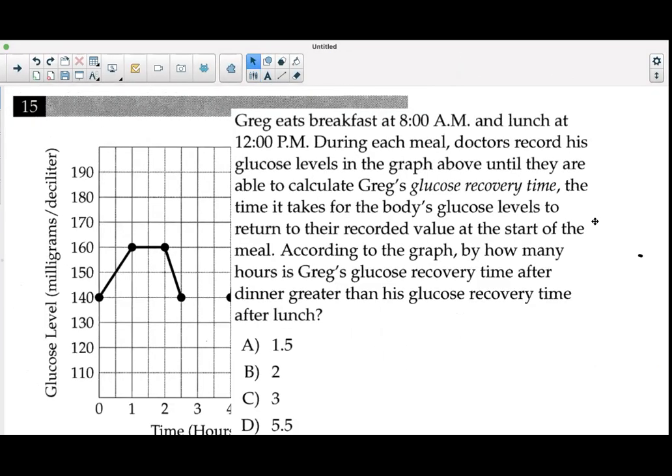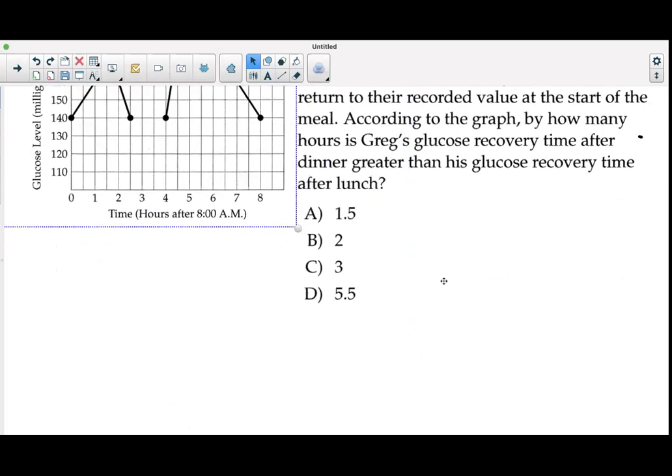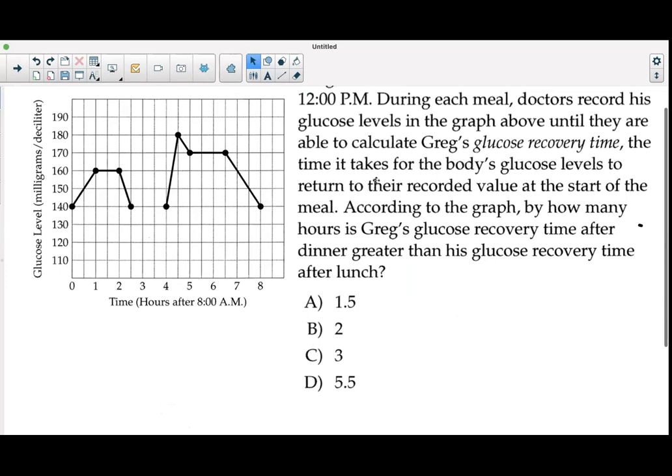All right. So here we have the question, and this is the data that was attached to it. It says Greg ate breakfast at 8 a.m. and lunch at 12 p.m. During each meal, the doctors record his glucose level in the graph above, which is right over here, until they are able to calculate Greg's glucose recovery time: the time it takes for the body's glucose level to return to the recorded value at the start of the meal.